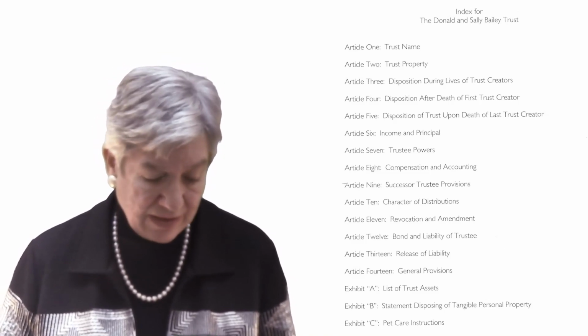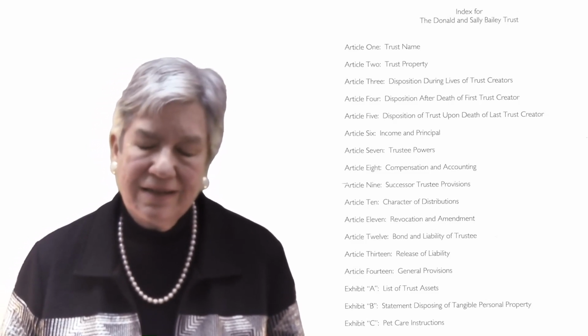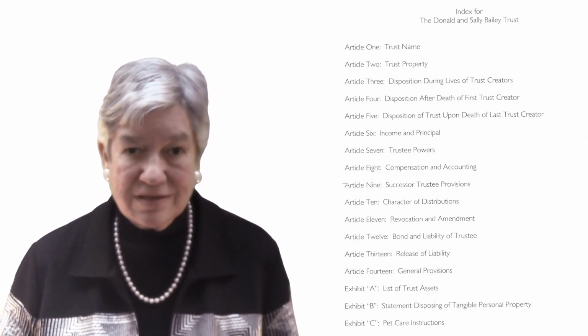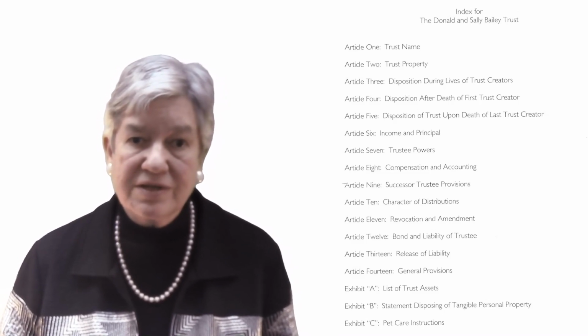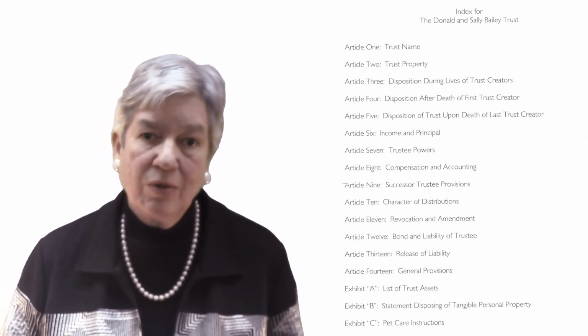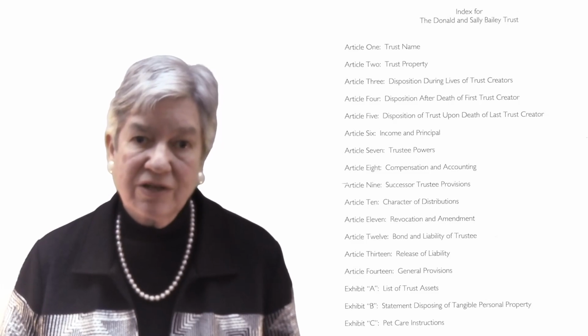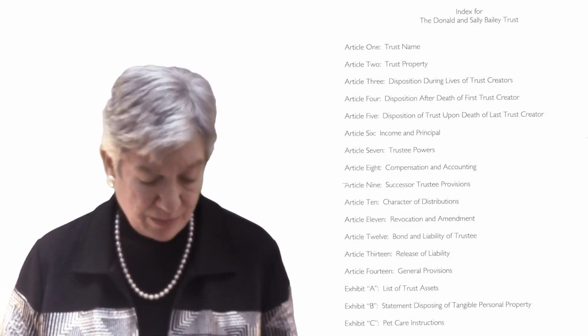Article 6 is an income and principal article. That just sounds pretty grim, and basically it is. We refer to the Idaho Code. This is for the CPAs to care about. What portion of the assets that generate income are income, what's principal.